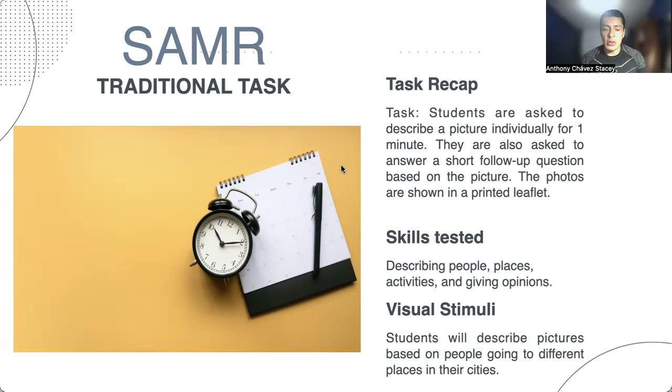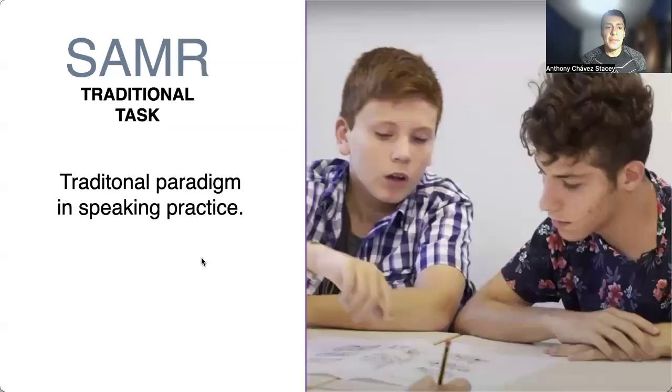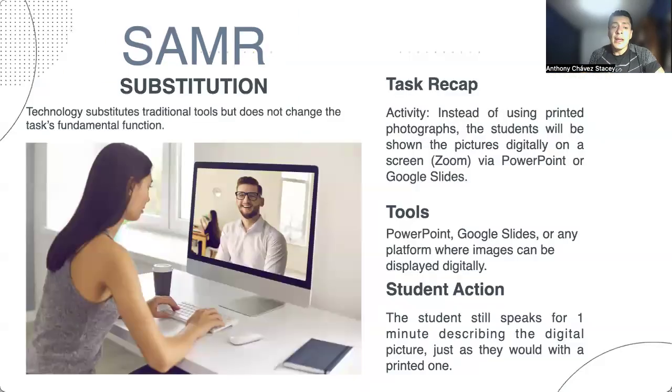Let's use this SAMR model and also let's enhance it with AI. So this will be the traditional task, as you can take a look over, how the students are sat next to each other, describing some pictures. So this is the traditional paradigm in speaking practice. Now, let's start with substitution.